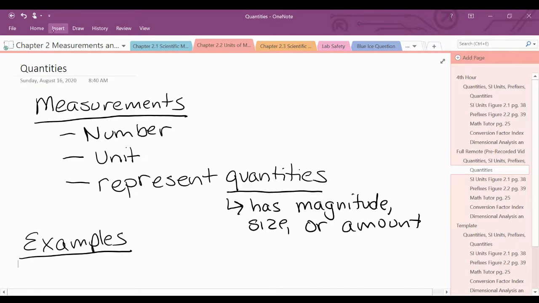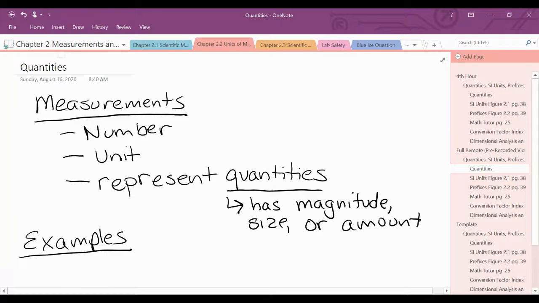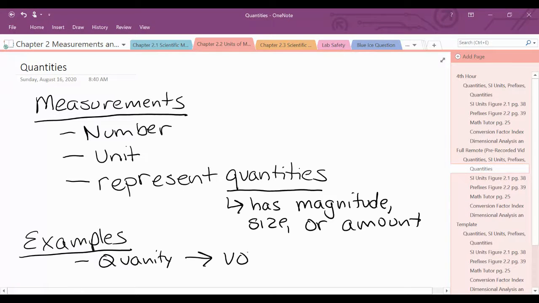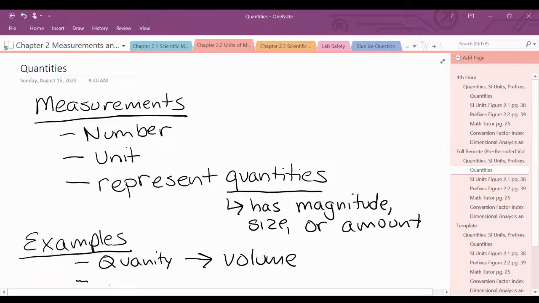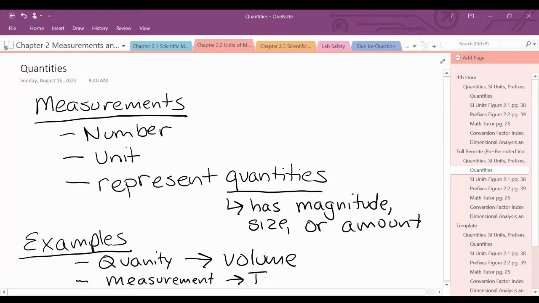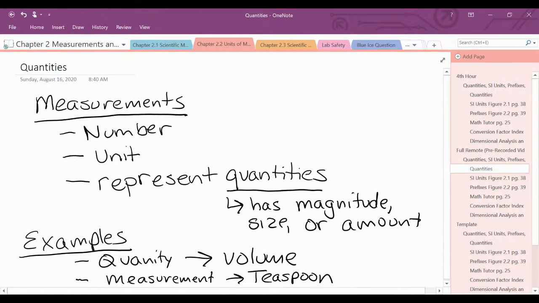So if you have a quantity, it would be volume. And a measurement would be a teaspoon. So quantity and measurements are not the same.